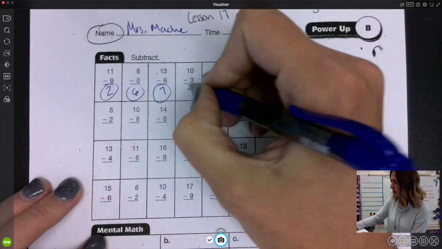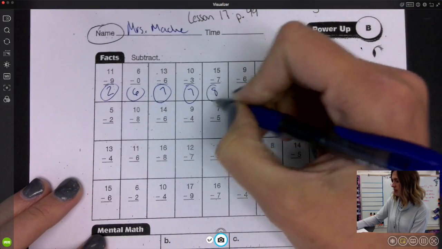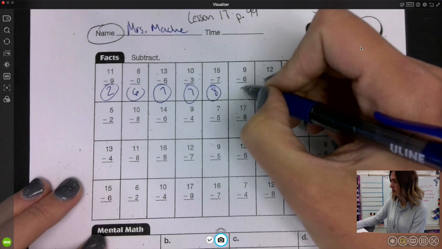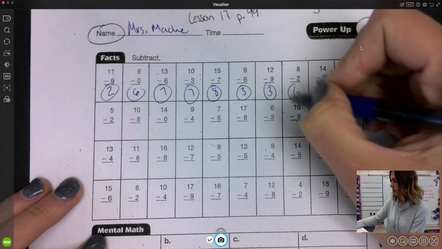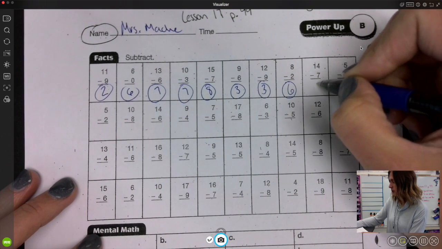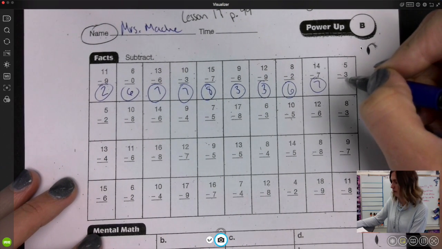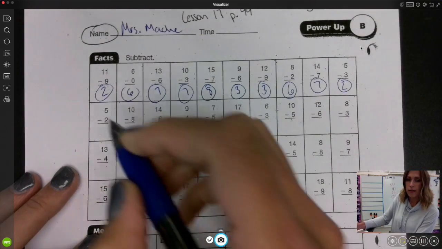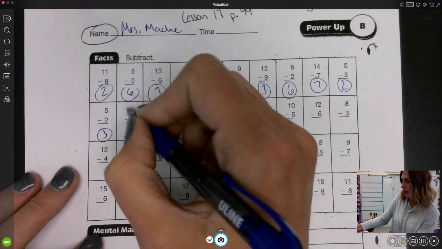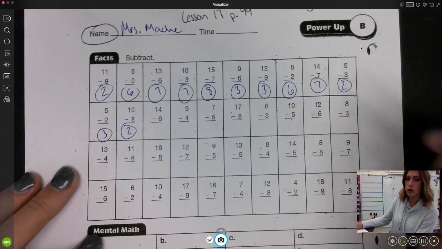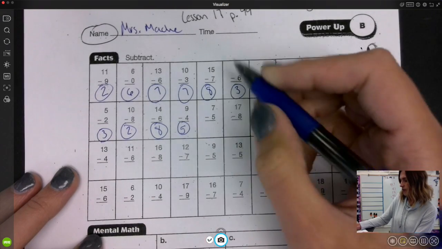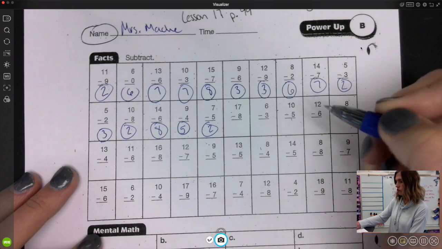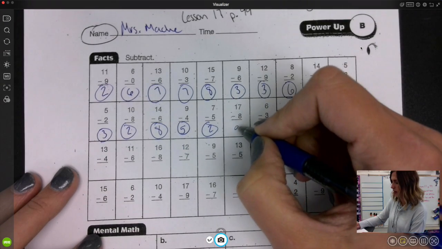10 minus 3 is 7, 15 minus 7 is 8. 9 minus 6 is 3, 12 minus 9 is 3, 8 minus 2 is 6, 14 minus 7 is 7, 5 minus 3 is 2, 5 minus 2 is 3, 10 minus 8 is 2, 14 minus 6 is 8, 14 minus 9 is 5, 9 minus 7 is 2, 17 minus 8 is 9.